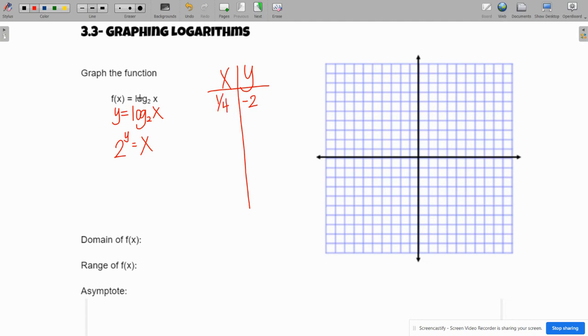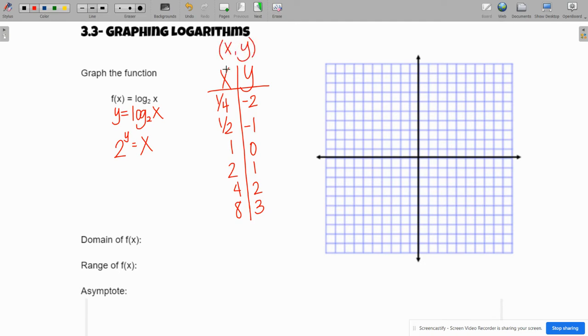Now we have a point for this logarithmic function. If I plugged -1 into y, 2 to the -1st power is the same as 1 over 2 to the 1st power, or 1/2. If I plug in 0 for y, 2 to the 0 power is 1. If I plug in 1, 2 to the 1st power is 2. And if I plug in 2, 2 squared is 4. I could even plug in 3 because that'd be a point that's going to fit on this graph. 2 cubed is 8.